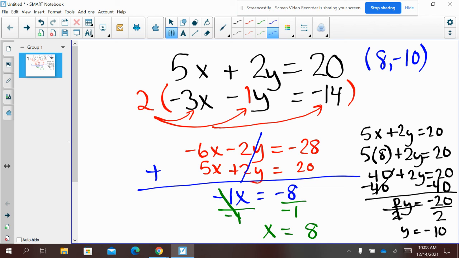And since I used the first one, I'll use the second one to check it. So negative 3 times our x value, which is 8, is negative 24, right? Negative 1 times our y value of negative 10 is a positive 10. So when I take negative 24 and I add 10 to that, I get negative 14. So yep, it's equivalent. It worked out. So my solution is in fact 8 comma negative 10.